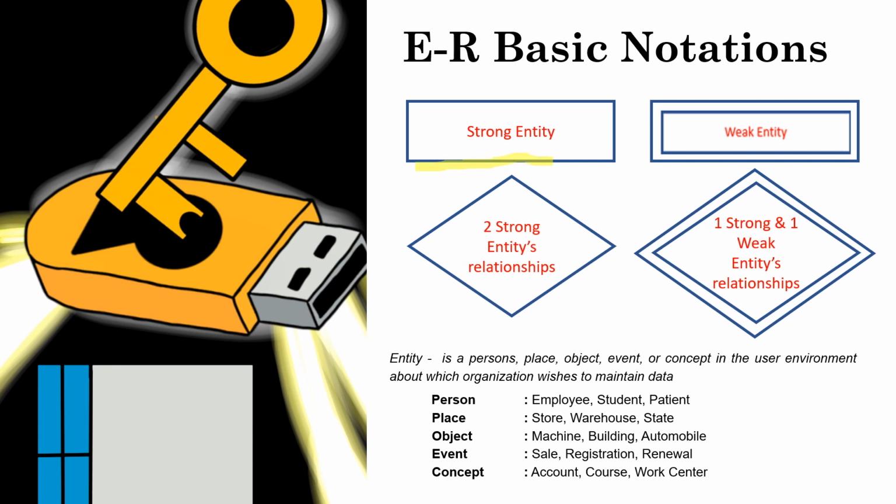A strong entity is represented by a single rectangle, and it is one that exists independently of other entity types. So for example, we have course.